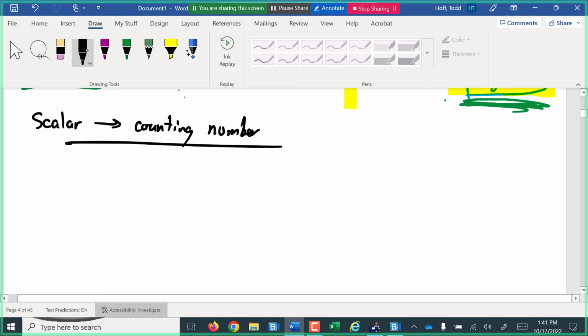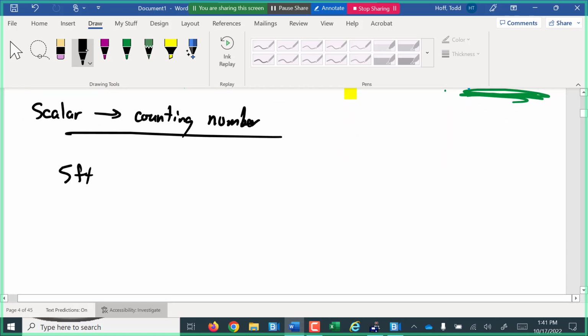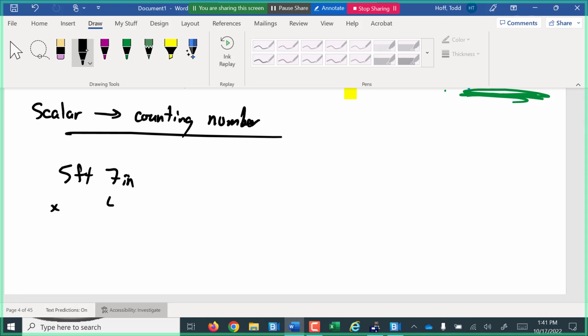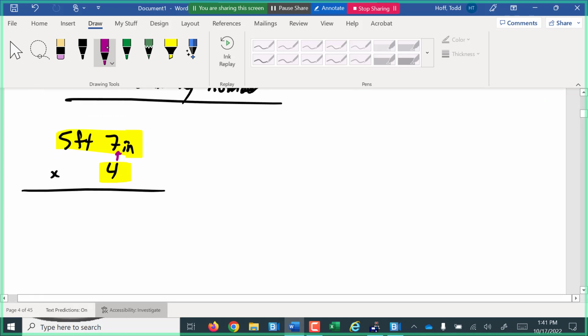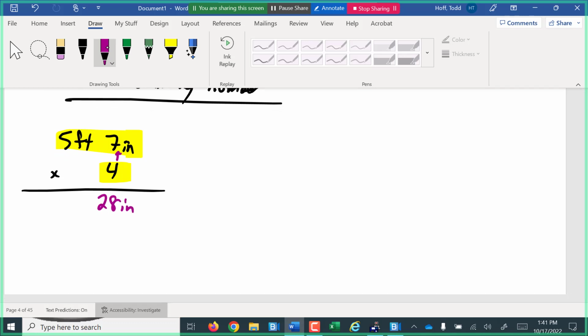So the interpretation, let's say I have 5 feet, 7 inches, and I'm going to multiply by 4. What that is saying is I need pieces that are 5 feet, 7 inches long, and I'm going to need 4 of them. So I'm trying to find the total length of the 4 of them put together. So just as we always do, we start on the right and work our way back to the left. So 4 times 7 inches is 28 inches.